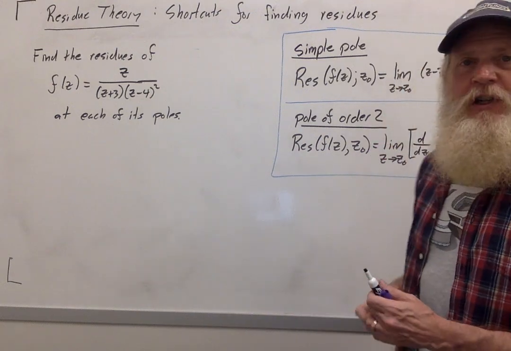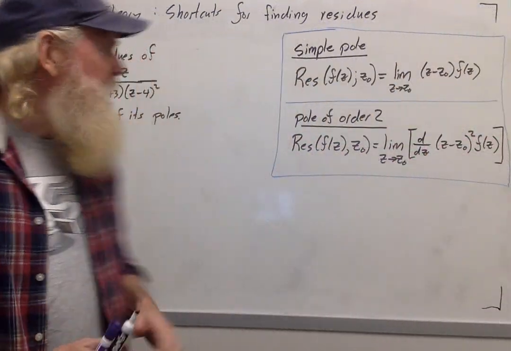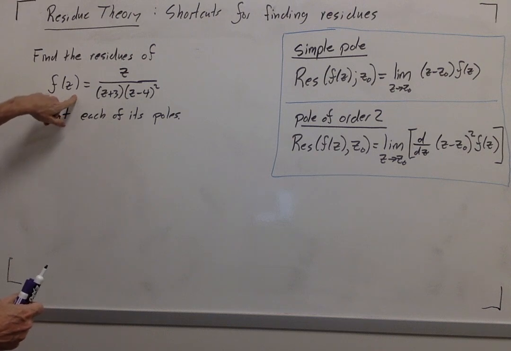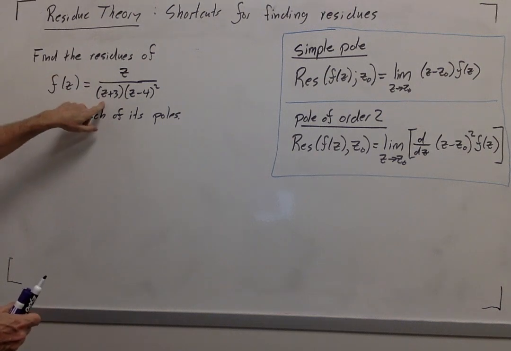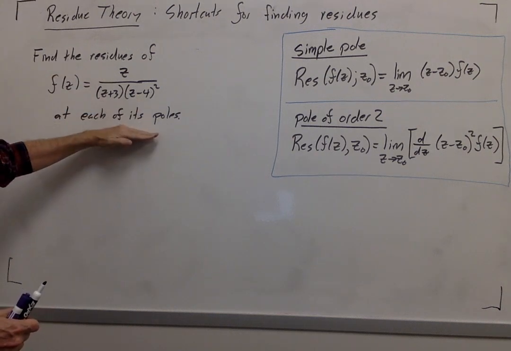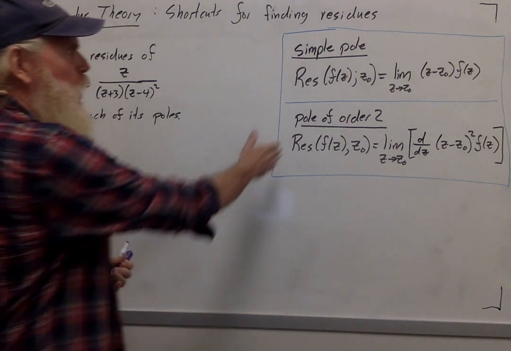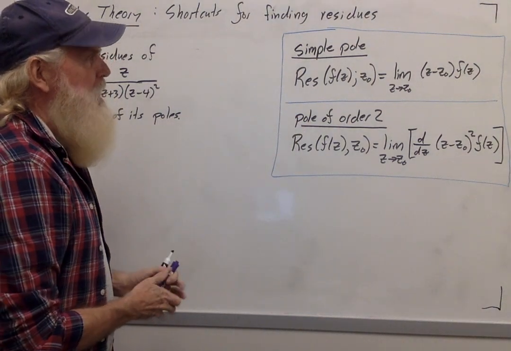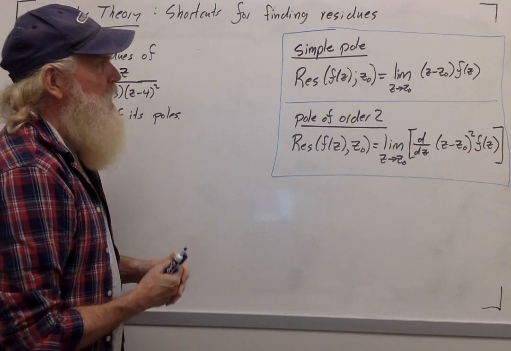Let's practice the shortcuts from last time on this example. Let's find the residues of the function z over (z plus 3) times (z minus 4) squared at each of its poles. Over here, I've recopied the formulas that we came up with in the last video.